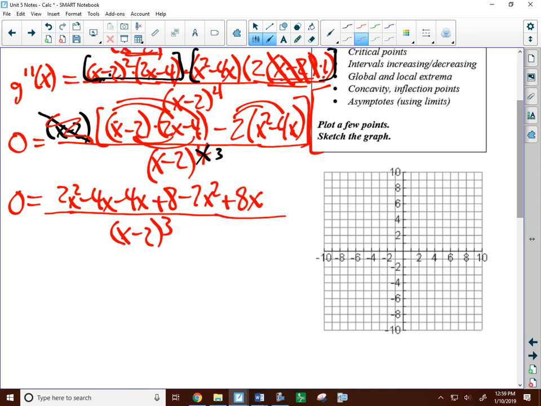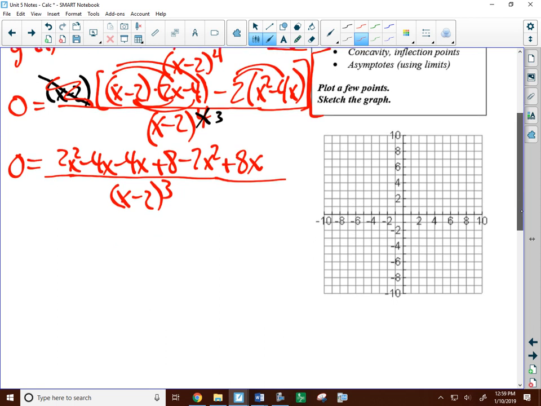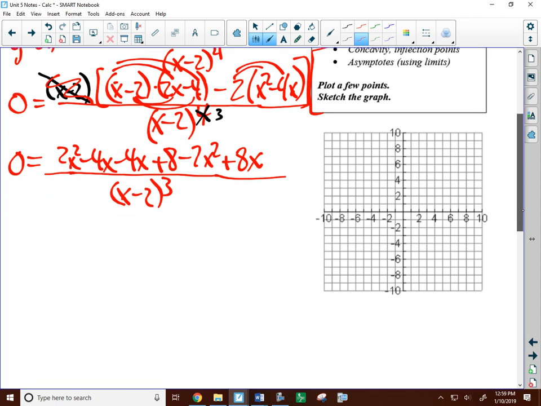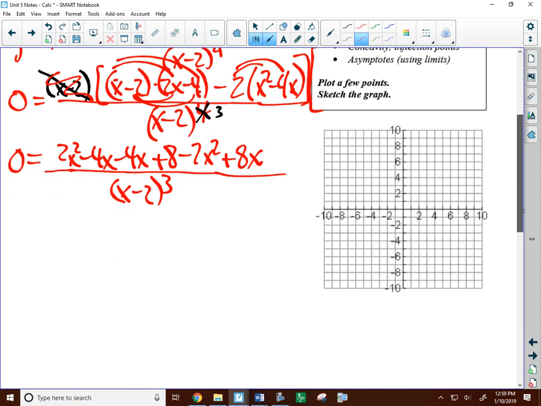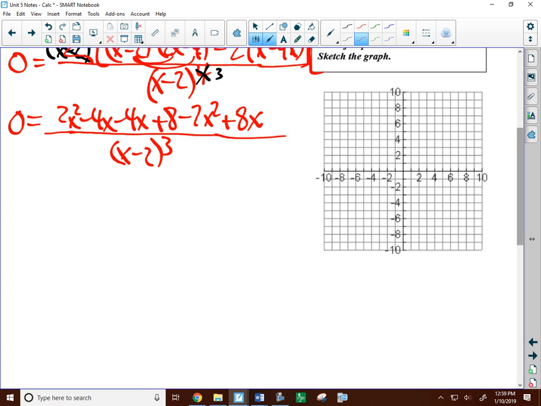Does the 4x's cancel out? No, they don't. However, there's a lot that is going to cancel out. They'll make it negative 8. So here's what cancels out, the 2x squareds. That's negative 8x, and that's 8x. Right, so those all cancel out. So it's 8 over x minus 2 cubed.